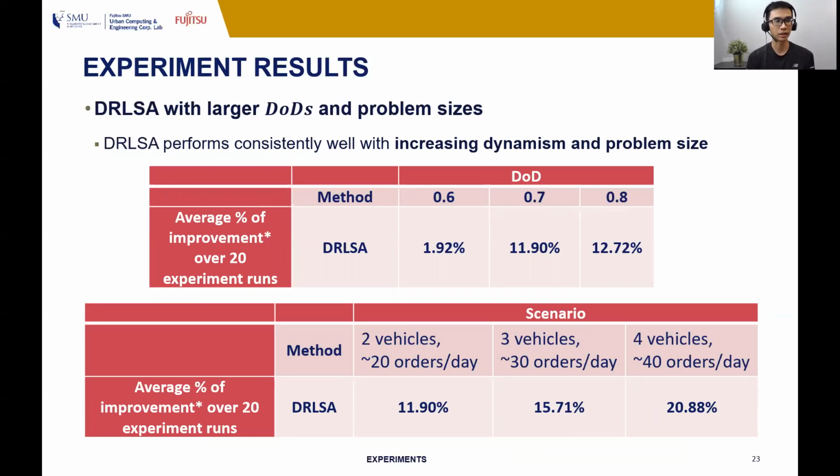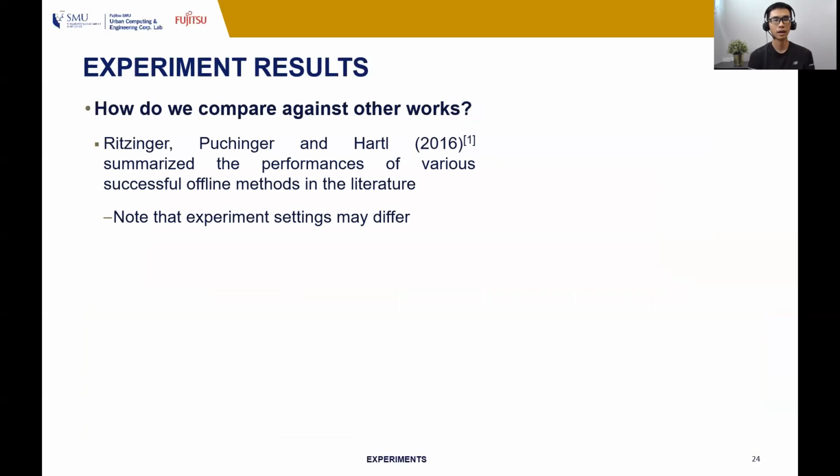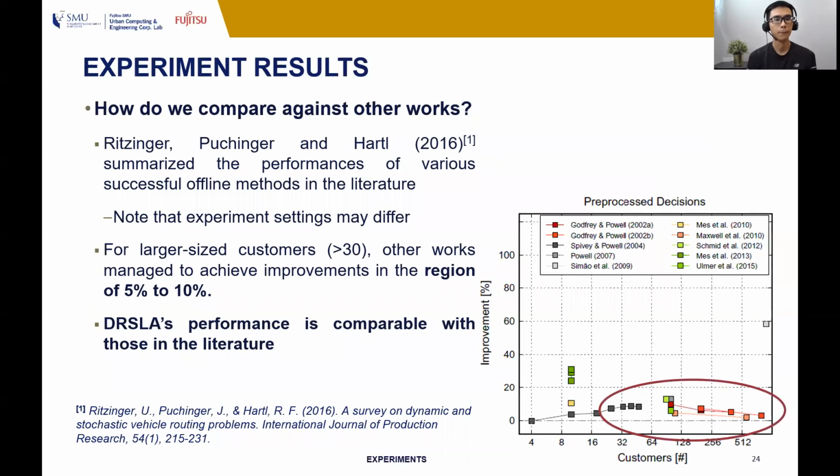Next, we try our proposed approach against larger DODs and problem sizes. And DRSA performs consistently well with increasing dynamism and problem sizes. So how does our proposed approach compare with other works? In this paper, the authors summarize the different offline approaches in solving a similar kind of problem. Most approaches in the literature achieve an improvement in the region of 5 to 10% for around 30 customers. So our experiment shows that our proposed approach is comparable with those in the literature.